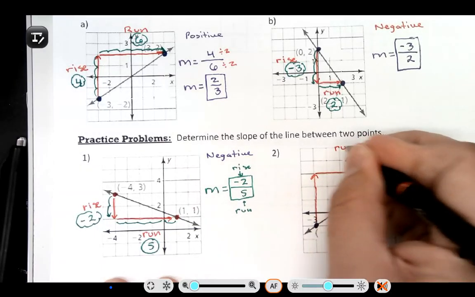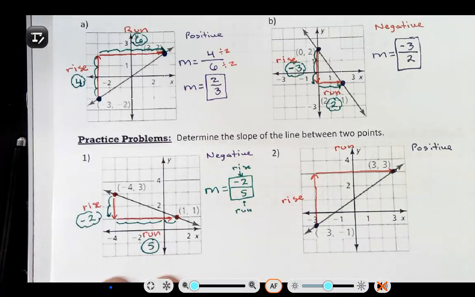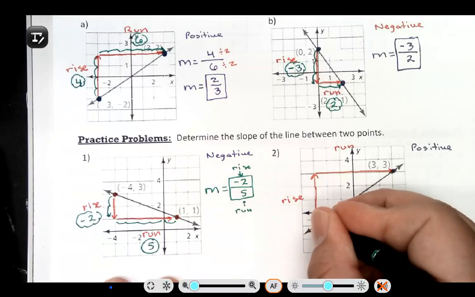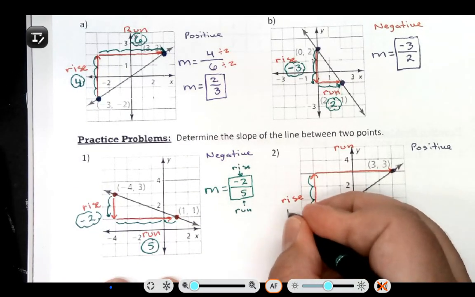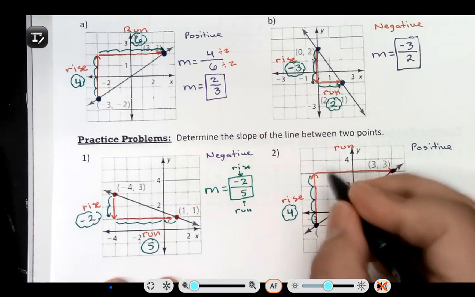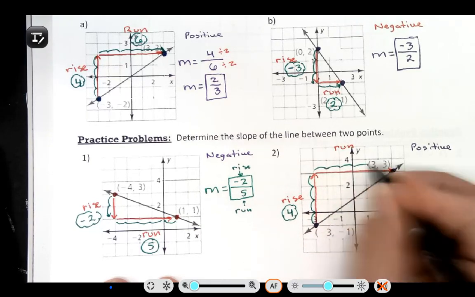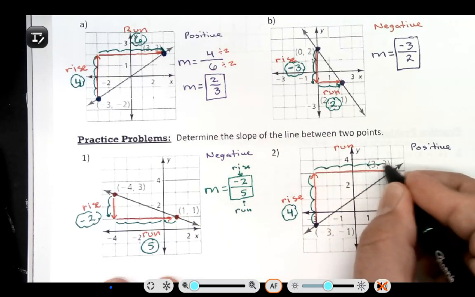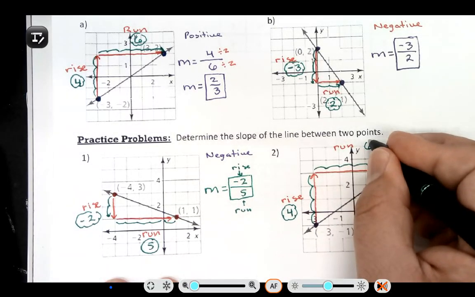Again, this is my run. This is my rise. Rising means up or down, right? It could be up or down. All right, let's count the spaces. So starting from here, look at that. 1 space, 2, 3, 4. You are counting spaces and it's positive because we're going up. Look at my run. 1, 2, 3, 4, 5, 6 spaces just to get over. So my run is 6.